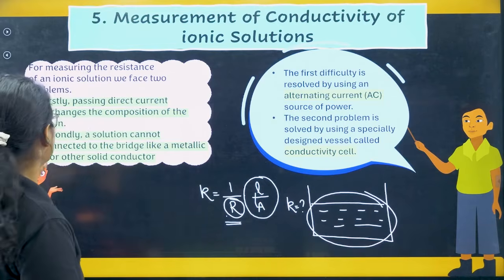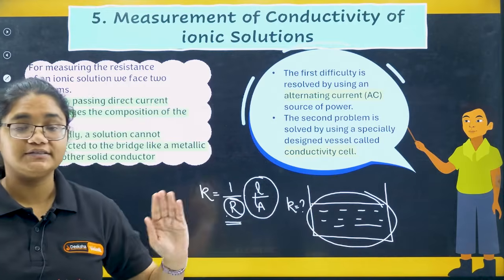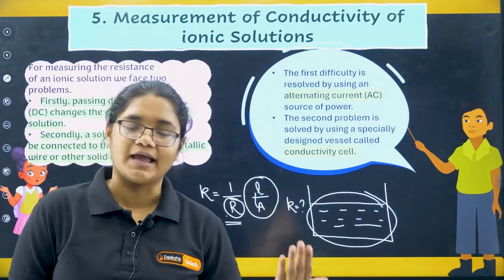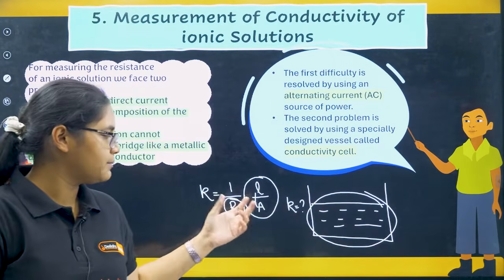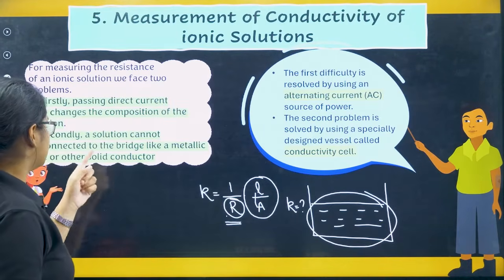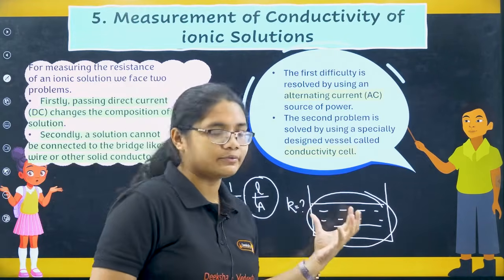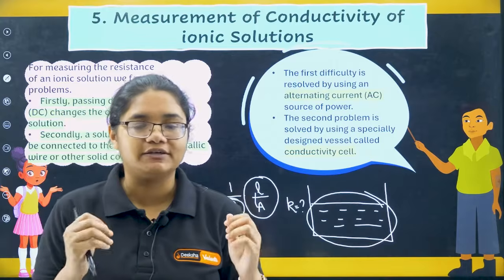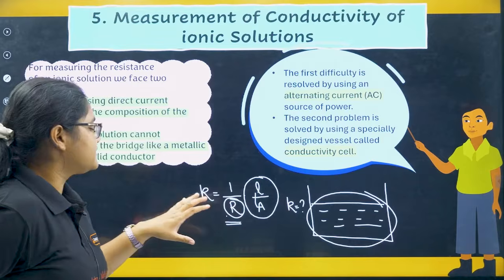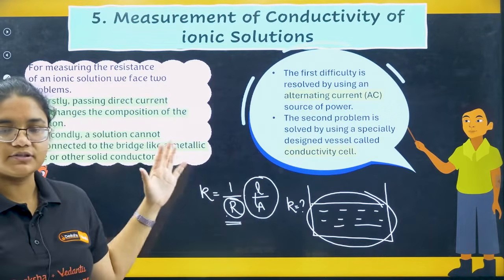The first problem is that passing direct current will change the composition of this solution. We should not change the composition. If we change the composition, the ion concentration will also change and the calculation will go wrong. Secondly, a solution cannot be connected to the bridge like a metallic wire or other solid conductor. This is liquid, so you cannot connect it directly with the Wheatstone bridge. So what is the solution here? Instead of direct current, we can use alternating current or AC. That solves the first problem.